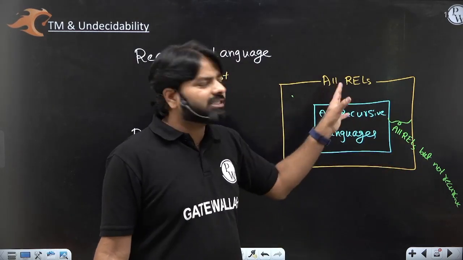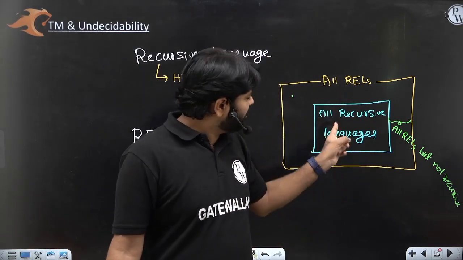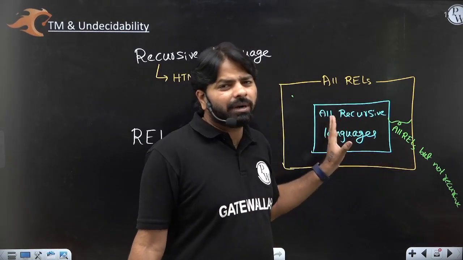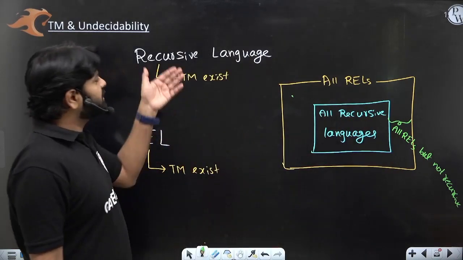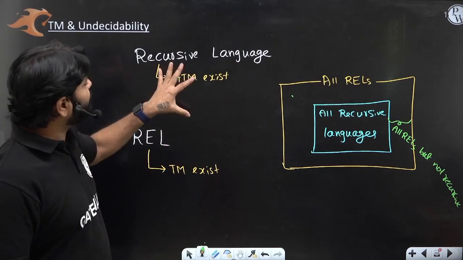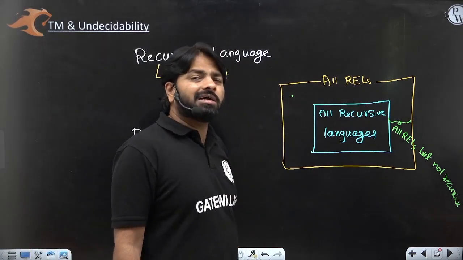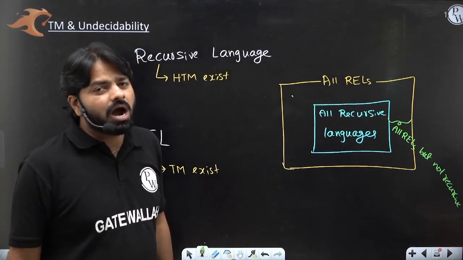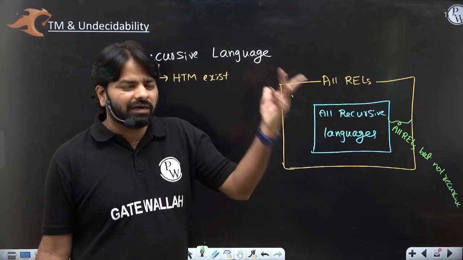There are two types inside. So REL, we can just simply say Turing machine. HTM may exist, HTM may not exist. Doesn't matter, but TM exists for both kinds of languages. So that is the main important relationship. And apart from this, recursive languages are accepted by HTM and decided by Turing machine. That's why these languages are called decidable languages.